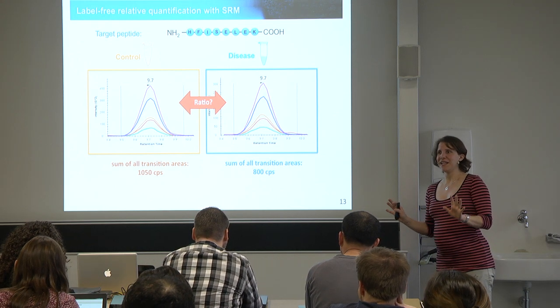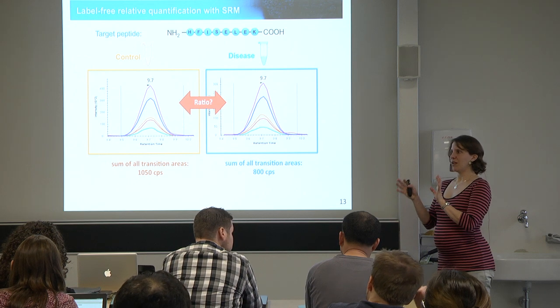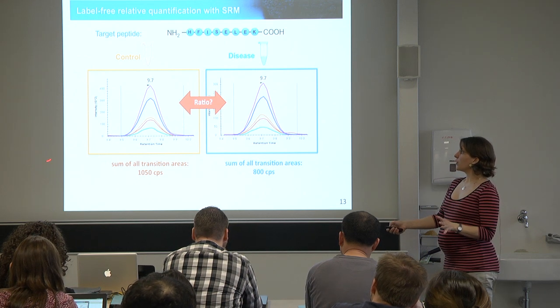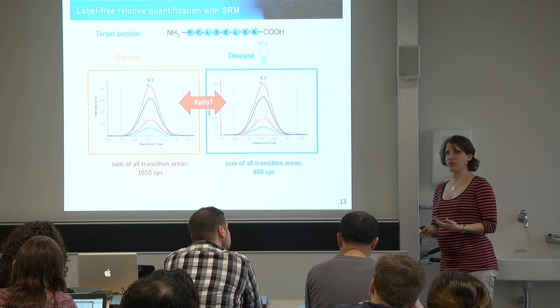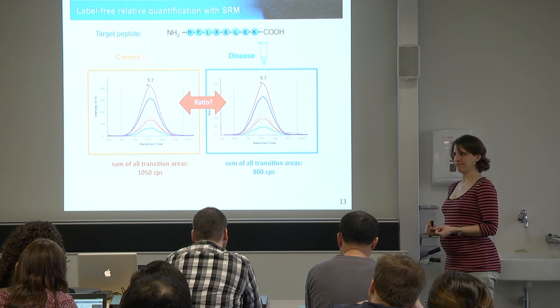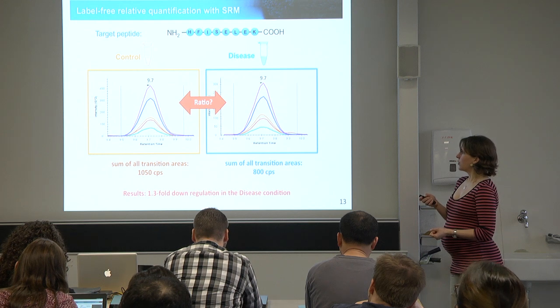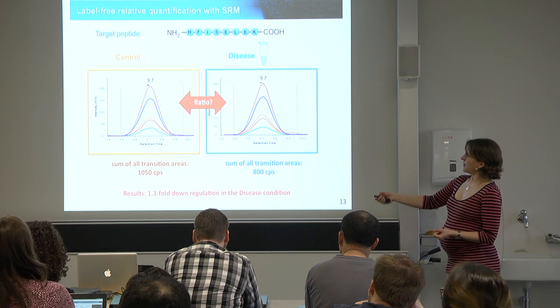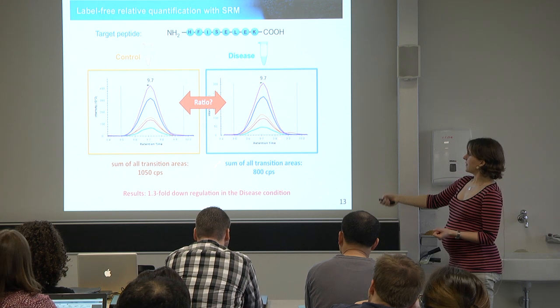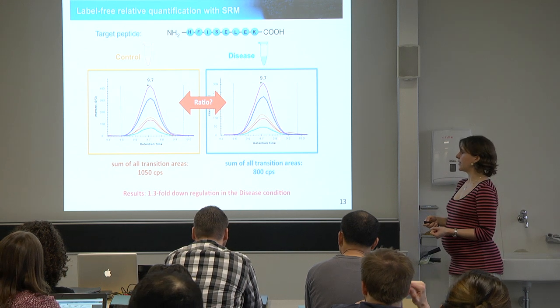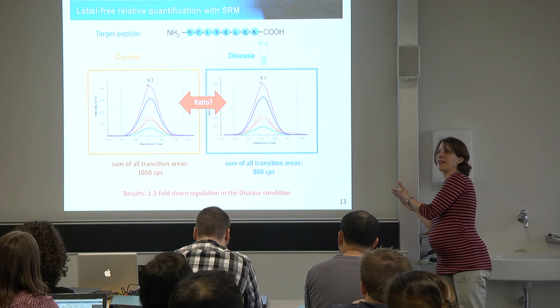It's just you need to be aware that the value that you export for a peptide ratio will always be the sum of the transitions and then the ratio. Okay? Good. So in this little example, we see that the intensity of the peak is in the control a bit higher than in the disease. So we have a 1.3-fold down regulation, and that would be my result.